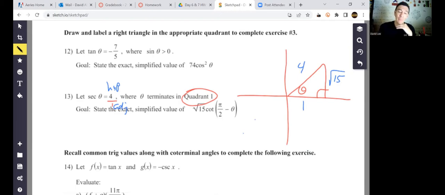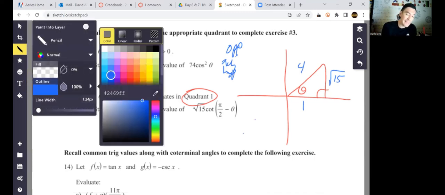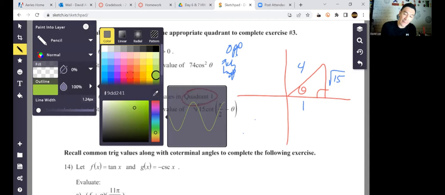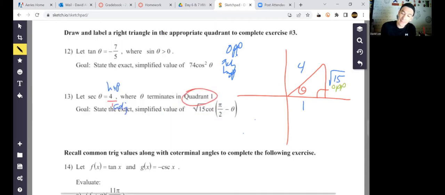Now, notice that I didn't put my labels like opposite, adjacent, hypotenuse. I could have, but I just didn't. And I'll tell you why. Because let me do it in green. Let's say that here in green, I'm like, okay, this is my opposite, this is my adjacent, and this is my hypotenuse. Because my goal down here, this is my goal. And in my goal, it says pi over 2 minus theta.